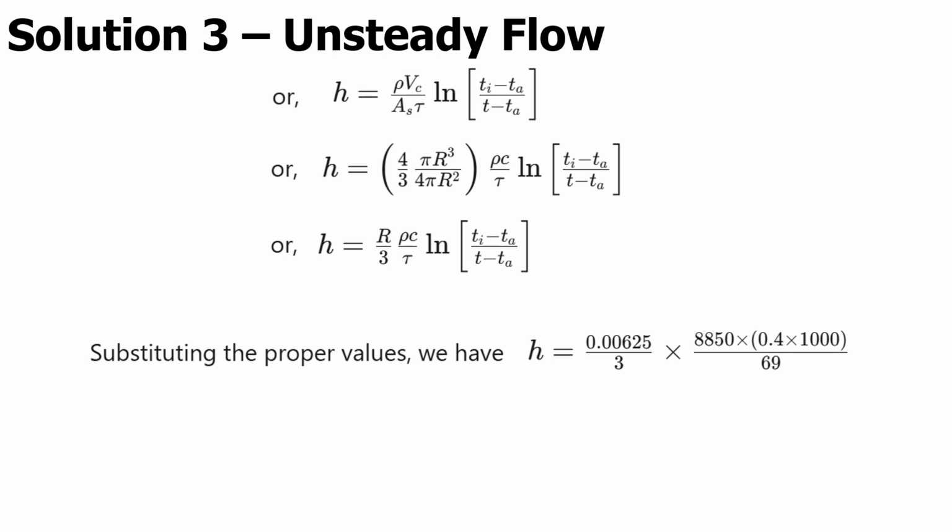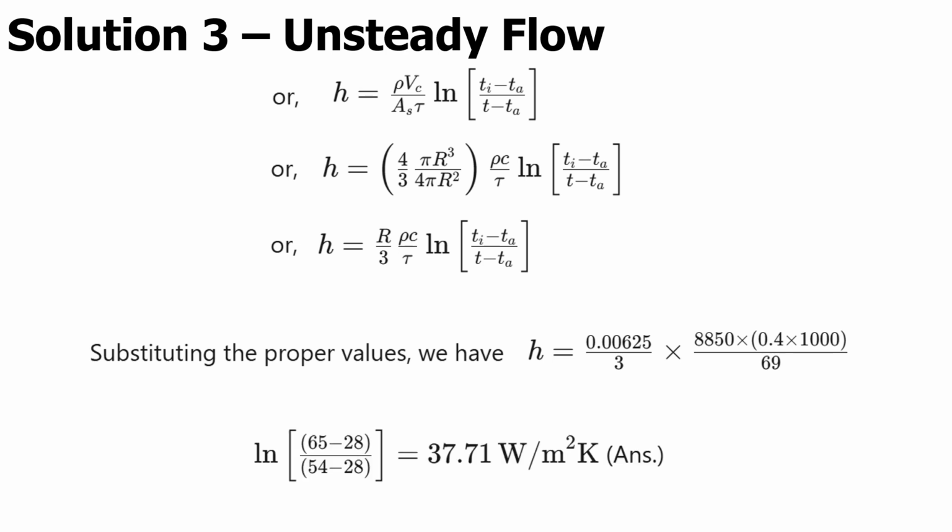When we do that, and substitute, and then perform the final multiplication, we find the heat transfer coefficient H to be approximately equal to 37.71 watts per meter squared Kelvin, and that is our answer.